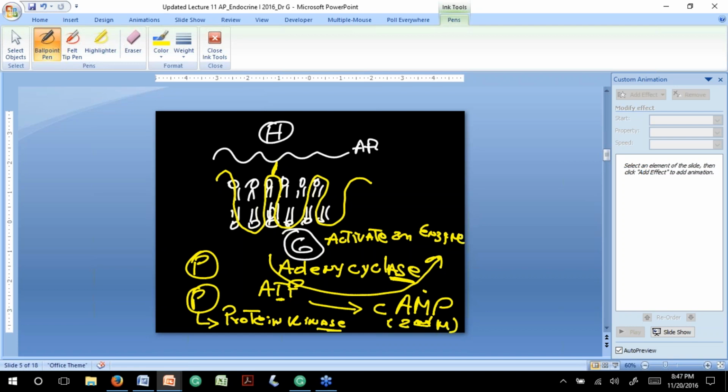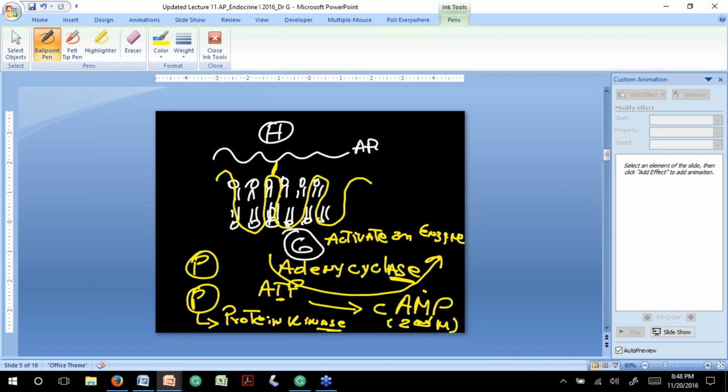And what does the protein kinase do? Very simple. It diffuses into the nucleus and goes to the DNA, and the DNA produces the transcription of a certain gene to produce a certain protein or a certain enzyme. Okay?